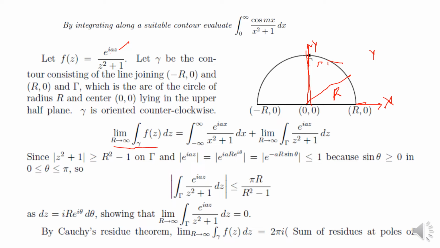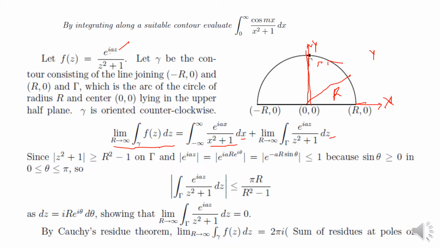So we break the whole integration into two parts. Limit R tends to infinity, integral over gamma of f(z) dz. Gamma is the whole contour, the x-axis and the semicircle circumference. So minus infinity to infinity e to the power iax upon, because on the x-axis we will write x squared plus 1, dx, plus integral over tau, limit R tends to infinity, and it is on the semicircle, so we will write e to the power iaz upon z squared plus 1 dz.